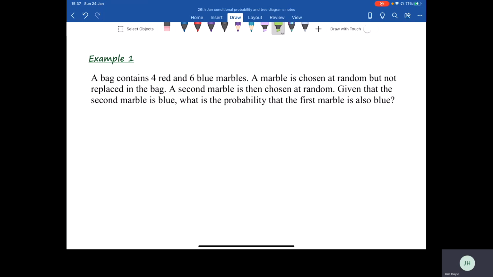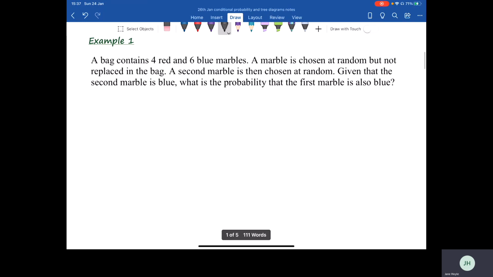You could have had this question easily at GCSE. It's not even a particularly complicated tree diagram, is it? We have got a bag with red and blue marbles. A marble is chosen at random but not replaced in the bag. A second marble is then chosen at random. Given, and of course it's that word there that is telling us that we're going to be using that conditional probability formula, that the second marble is blue, what is the probability that the first marble is also blue?